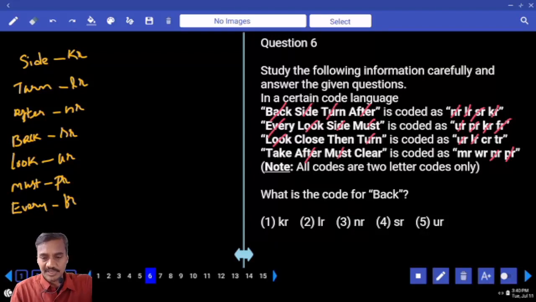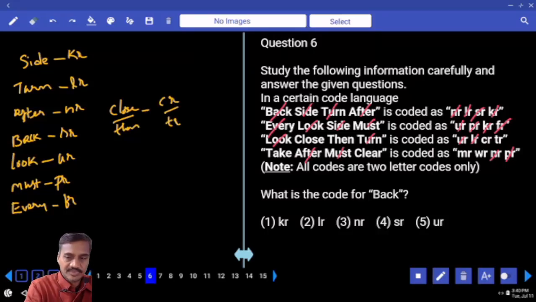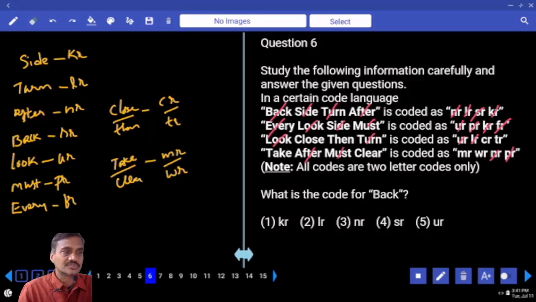Then if you compare the third and the fourth, close, then, take, clear. Now these are the two words left over in each of these, close and then, and what are the codes we have? CR, TR. And in the same way, take and clear, and again the code is MR, WR. Now these are the words and their corresponding codes.